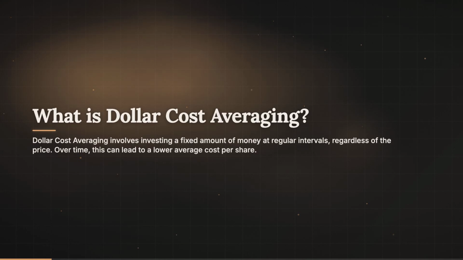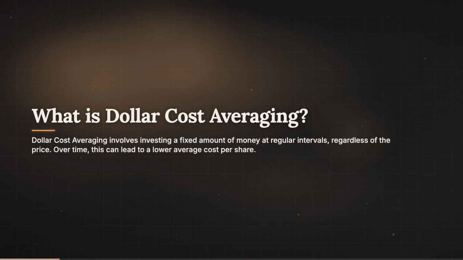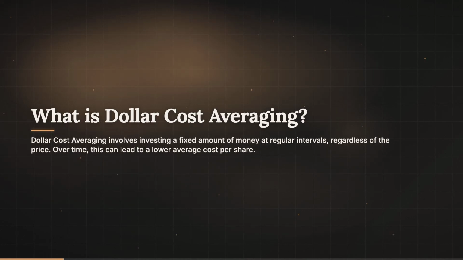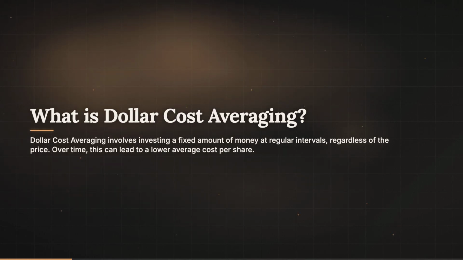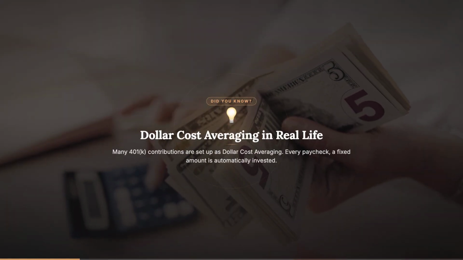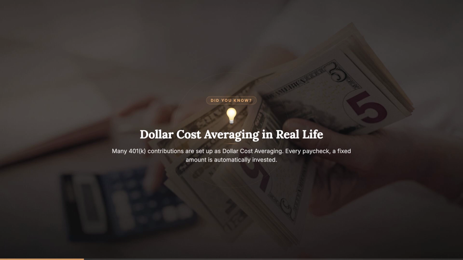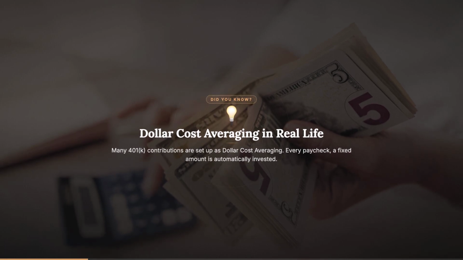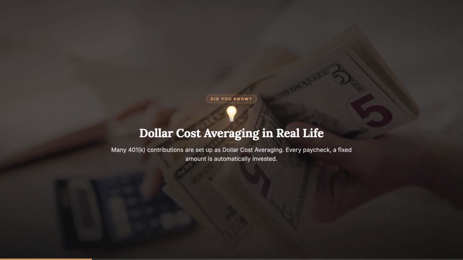Dollar cost averaging is a strategy where you invest a fixed amount of money at regular intervals. Over time, this can smooth out the average cost per share. Many 401k contributions are set up as dollar cost averaging. Every paycheck, a fixed amount is automatically invested into your retirement account.